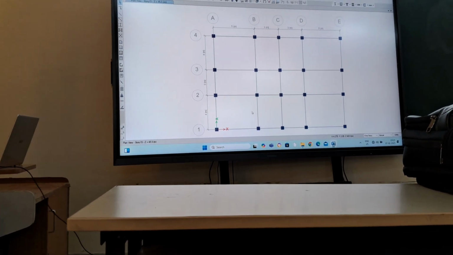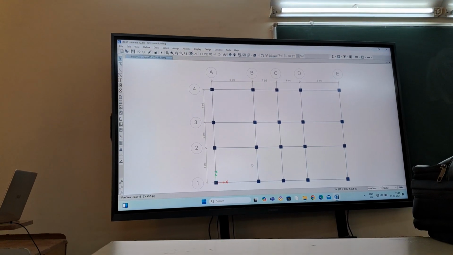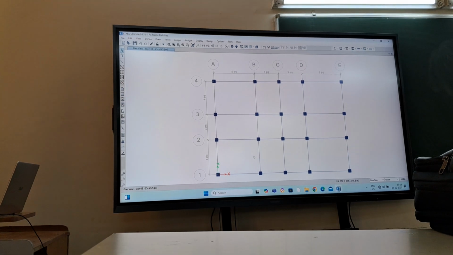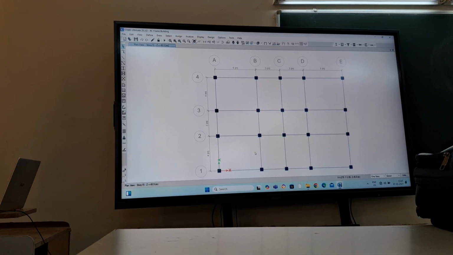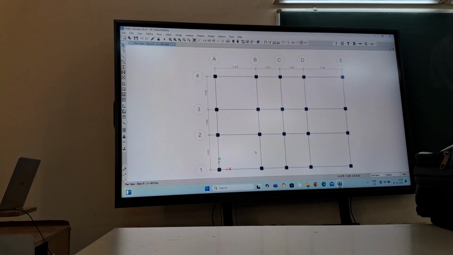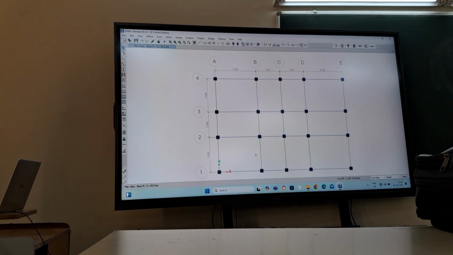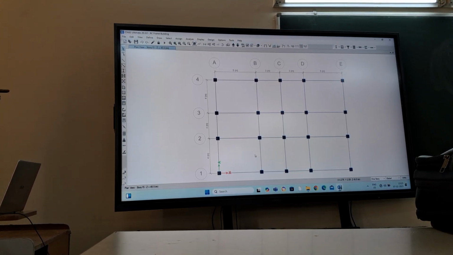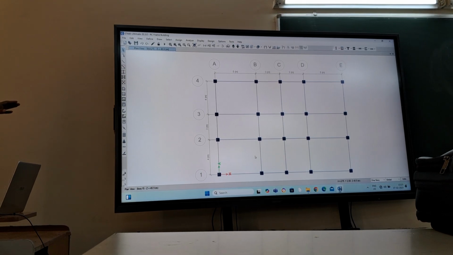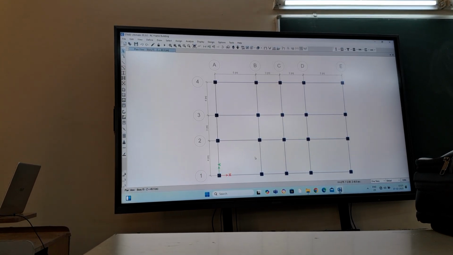So, in the last class we have seen how to transfer the slab load to the beam. If you are not interested in modeling the slab explicitly, this is the way you can do it. Why you do this is to simplify the model so that it can run faster.